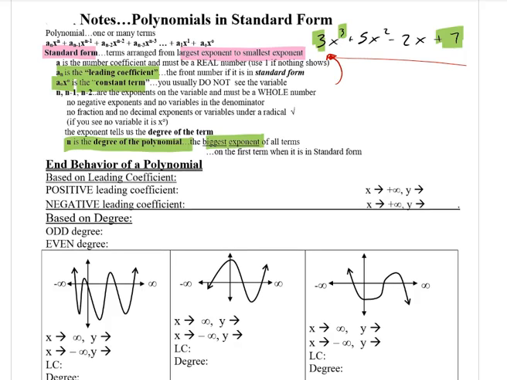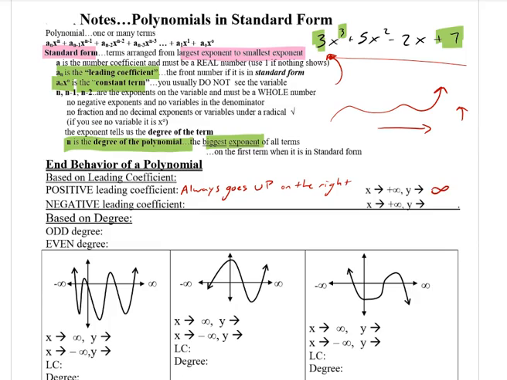If you have a positive leading coefficient, it will always go up on the right. So let's just say you have any kind of graph, and then on the right it'll always be going up, meaning as x goes to positive infinity, your y's are also going to be going to positive infinity.